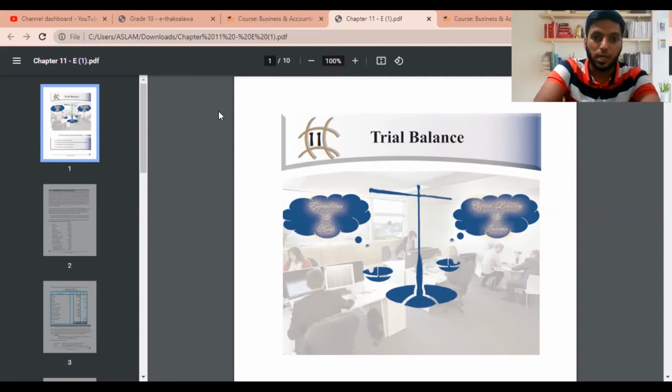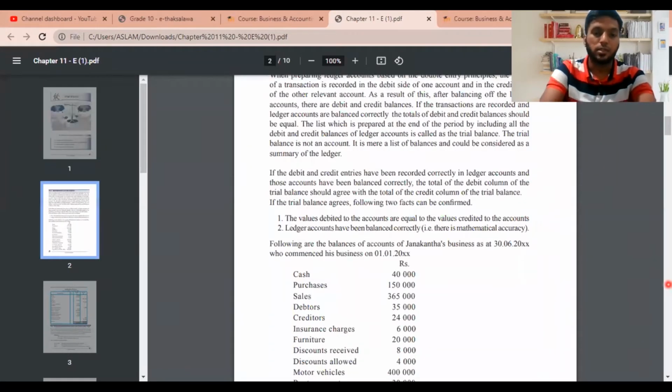So let's see what is a trial balance. A trial balance is all about ensuring that the debit and the credit values of a transaction are completely the same. So what they do is, at the end of the month or end of the year, they calculate all the balances from the ledger account. They transfer those balances to the trial balance and finally see that the debit and the credit side are always equal.